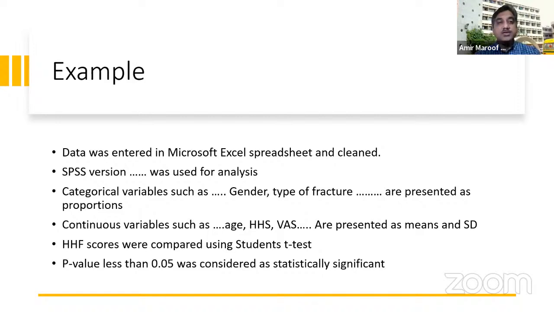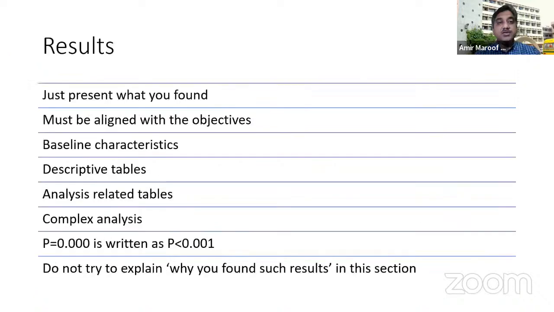After the data analysis section, we move on to the result section. The result section is a very, we say, bland section, in which there is not much interest. It's not a story that you are telling. You are just telling what you have found. So if your objective is to compare a particular score in two groups, you will just write that we found that the score in this group was this, and the score in the other group was this.